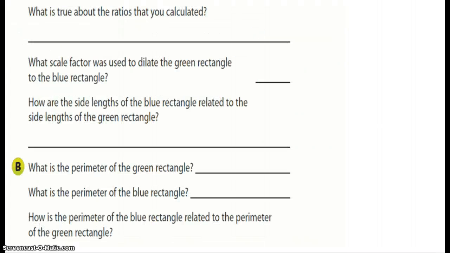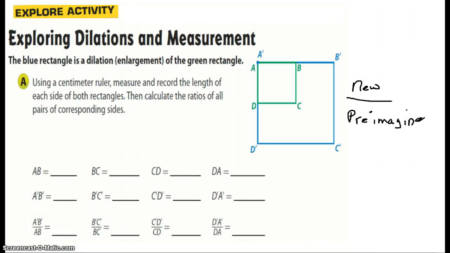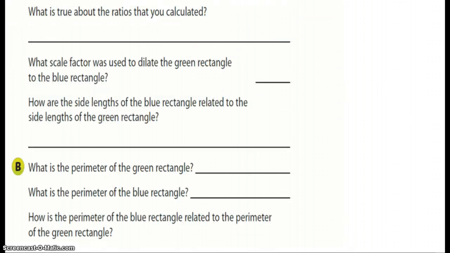And then you want to take a look and answer these questions. What is true about the ratio that you calculated? What scale factor was used to dilate the green rectangle to the blue? So we go back and look at it, we see that green is smaller, so remember it has to be something greater than 1. And how are the side lengths of the blue rectangle related to the side lengths of the green?